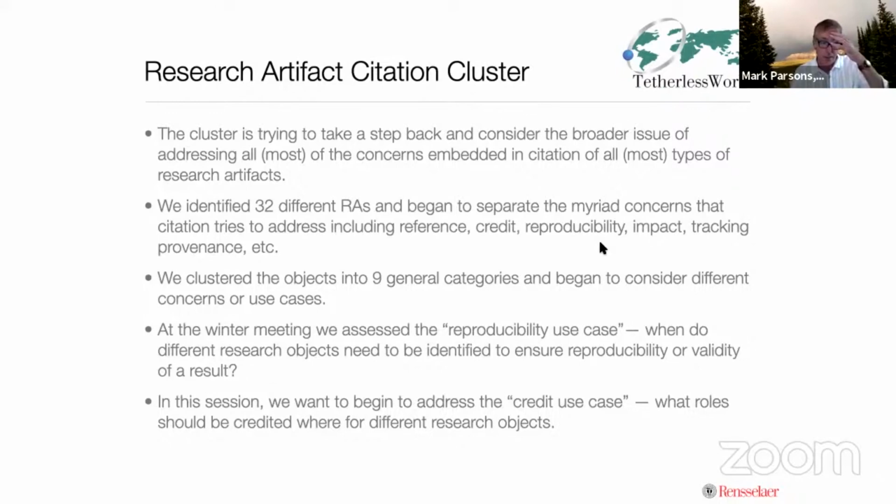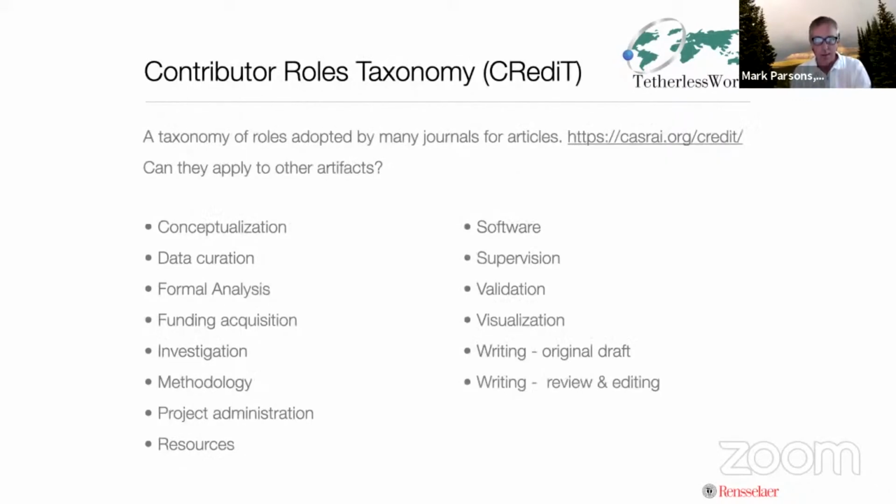At the winter meeting, we assessed the reproducibility use case and asked the question of when different research objects need to be identified to ensure reproducibility or validity of a result. And in this session, we want to address the credit use case. What roles should be credited where for different research objects? And so that's where I should have then gone to this, the credit roles taxonomy.